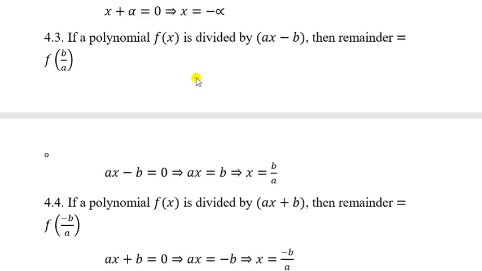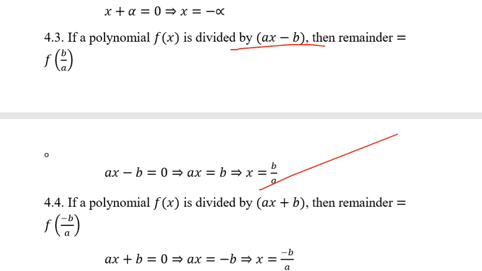Next, if a polynomial f of x is divided by ax minus b, then the remainder will be f of b by a. Same concept. You have to find the value of x from your given factor ax minus b. That is, ax minus b equals 0, which means x equals b by a. Just put this value b by a in your polynomial.